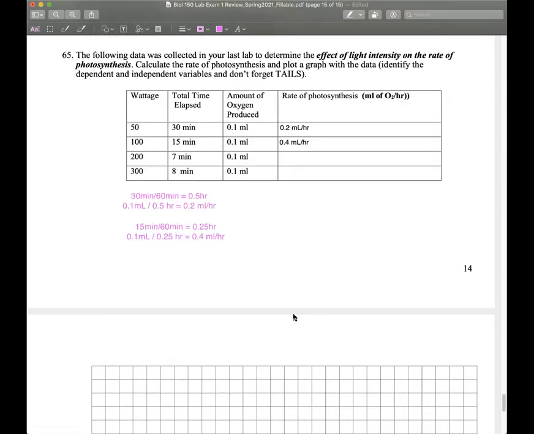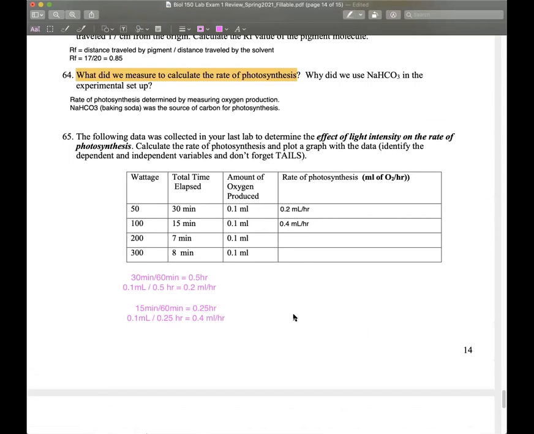Oh, and then it wants you to make a graph of it. If we were to make a graph of this, what would be on the x-axis? What would be on the y-axis? Light intensity would be on the x-axis and the rate of photosynthesis would be on the y-axis. Yeah. So the rate of photosynthesis is dependent on the wattage of the bulb. So that sounds good to me.